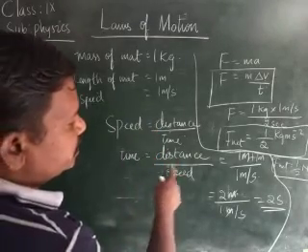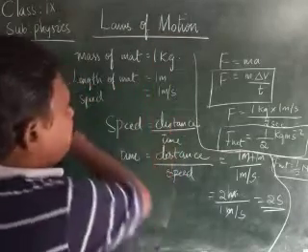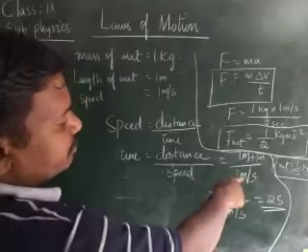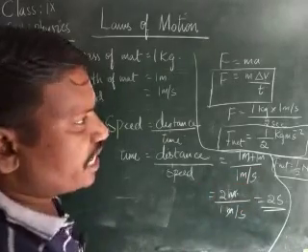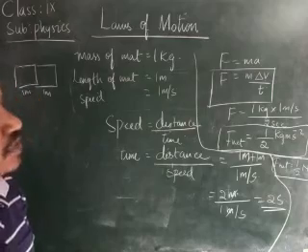Distance by speed: the distance is here, the mat is there, it is reversed 2 times. Therefore 1 meter plus 1 meter is equal to 2 meters. 2 meters by the speed, 1 meter per second. Therefore we are getting 2 seconds, children. The time taken is 2 seconds.